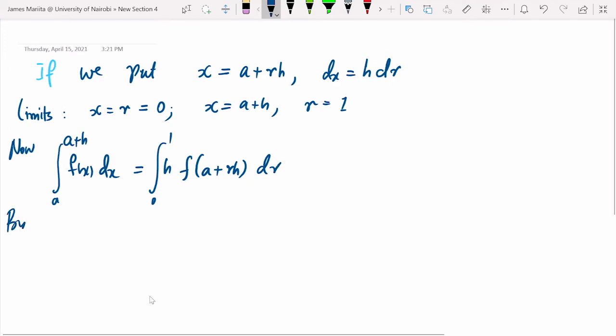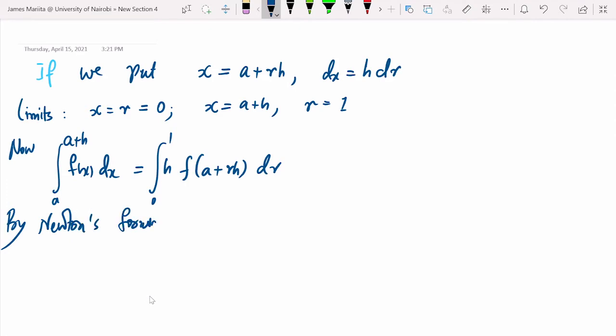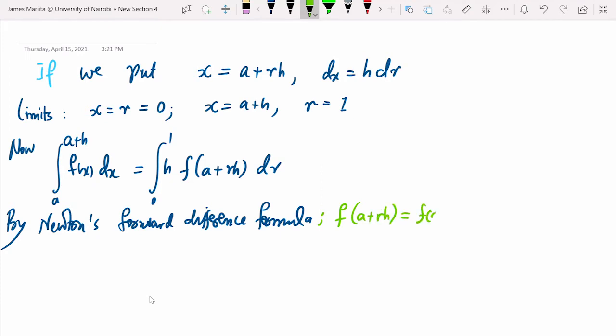And by Newton's forward difference formula, which we can easily state here, that is f(a plus rh) will be equal to y naught plus r times the first difference plus r(r minus 1) over 2 factorial, the second difference, plus and so on. Let's call that equation 2.